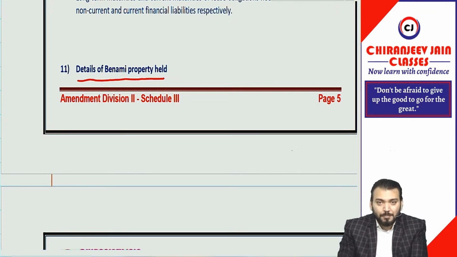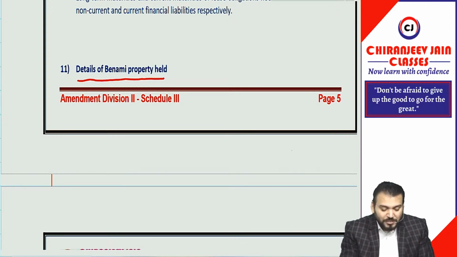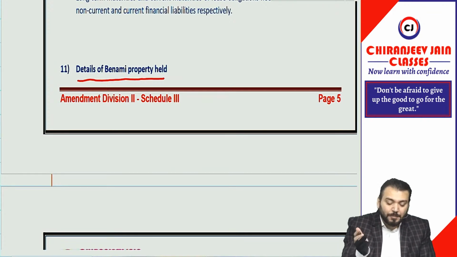Or it might happen that we purchase some property in our name but the amount is paid by some other party. It is understood. So that is also benami property. What is the meaning of benami property? Benami property is bought by a person in the name of another person.